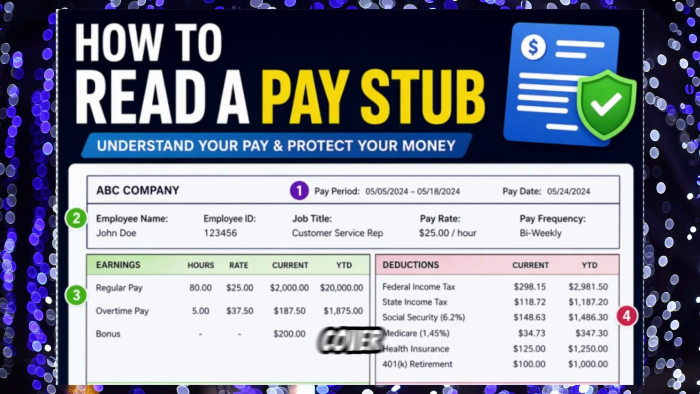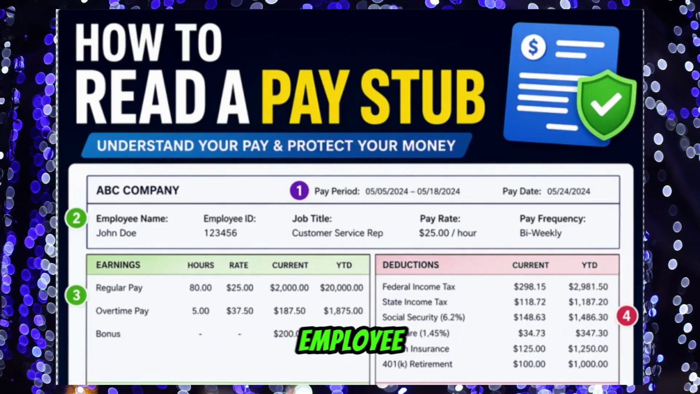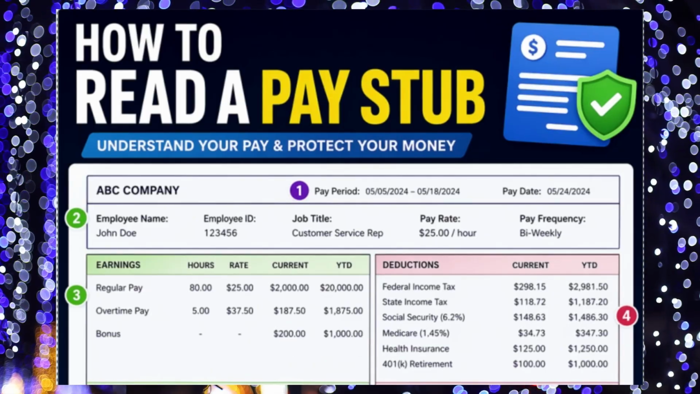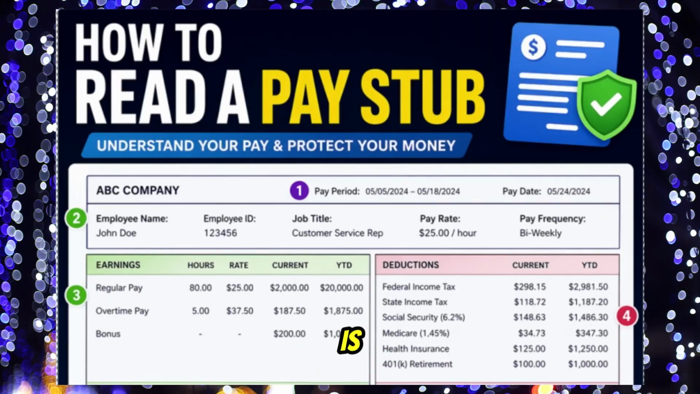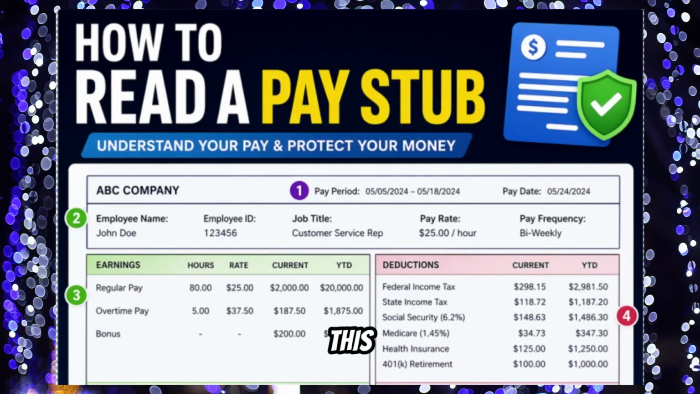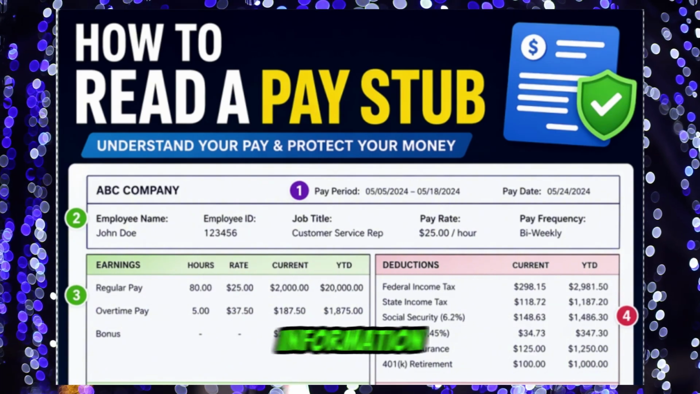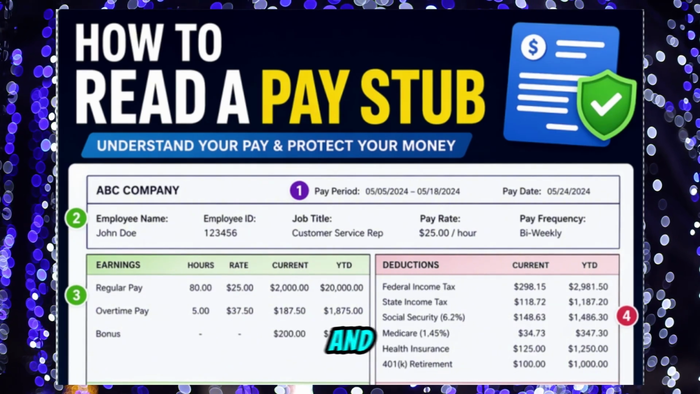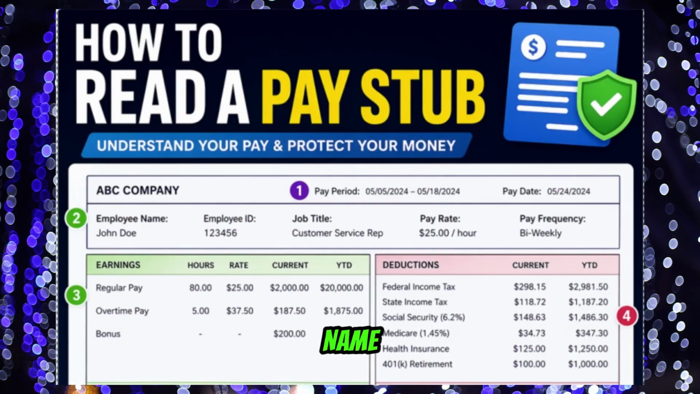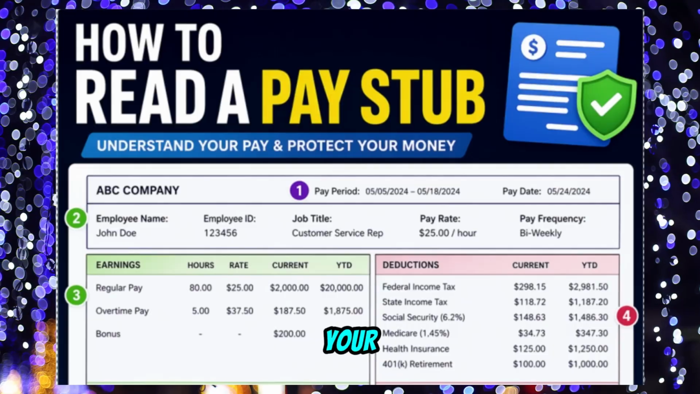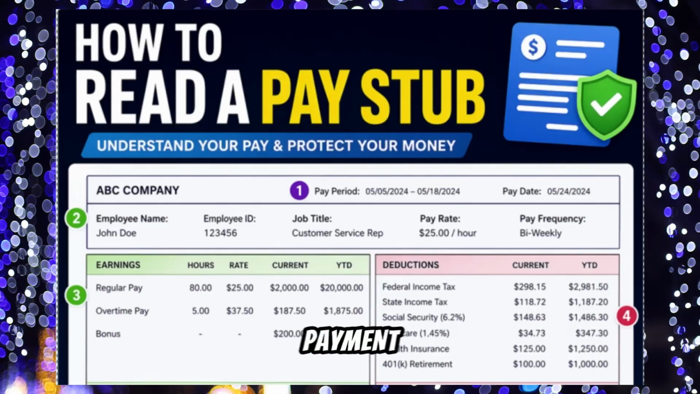Second thing we're going to cover is employee information. It's where your employee name is. This is your personal details and your job information. And if you can see, your employee name, your employee ID, your job title, your pay rate, and your payment frequency.